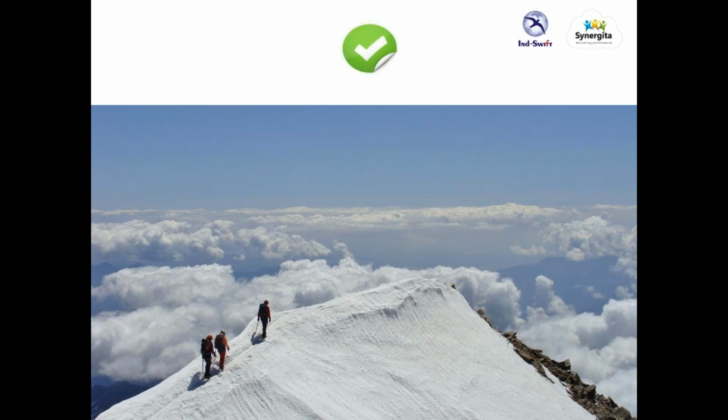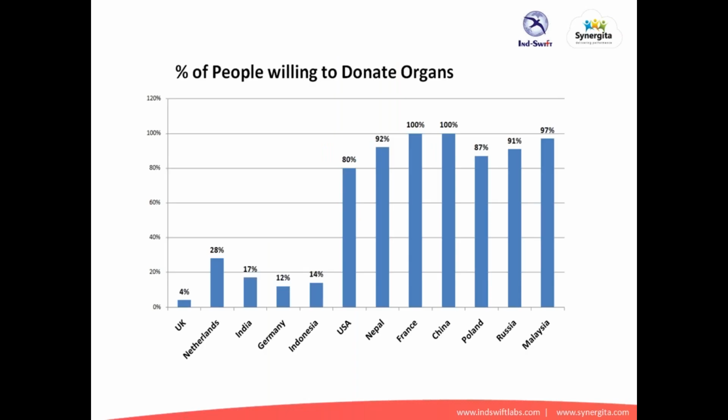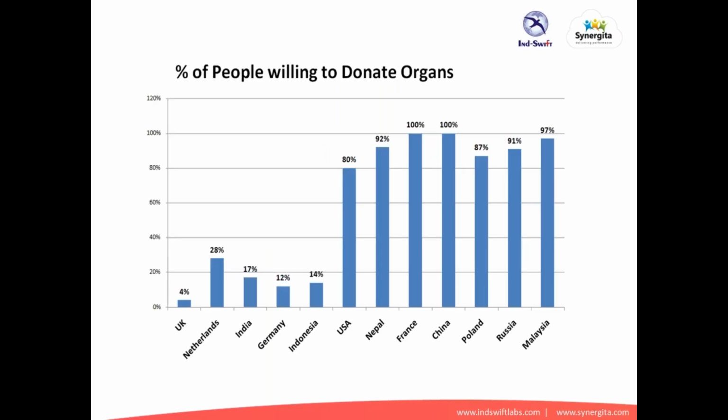How to do that? By picking up the right methodology, scales and spread. I'm just showing you how your methodology puts impact on your performance management system's outcome. I'll just show you by the help of an example. This is a survey which was conducted, and people were basically asked how many of you are basically willing to donate the organs after the death.